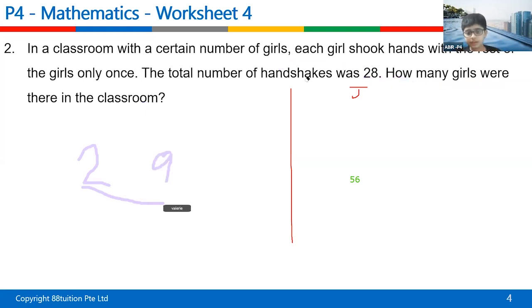The answer is 29. Is it? How do you get 29? There were 28 handshakes, but they never did one go, so 1 plus 28 plus 1. Okay, let's see the correct working.